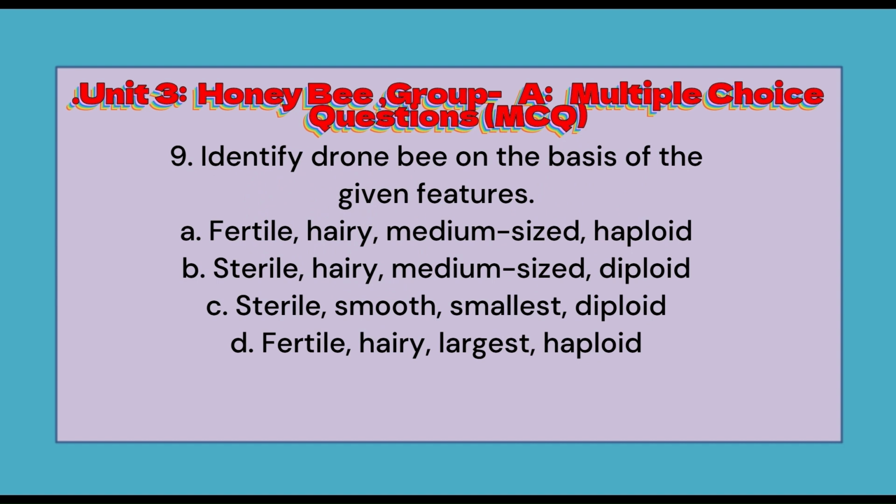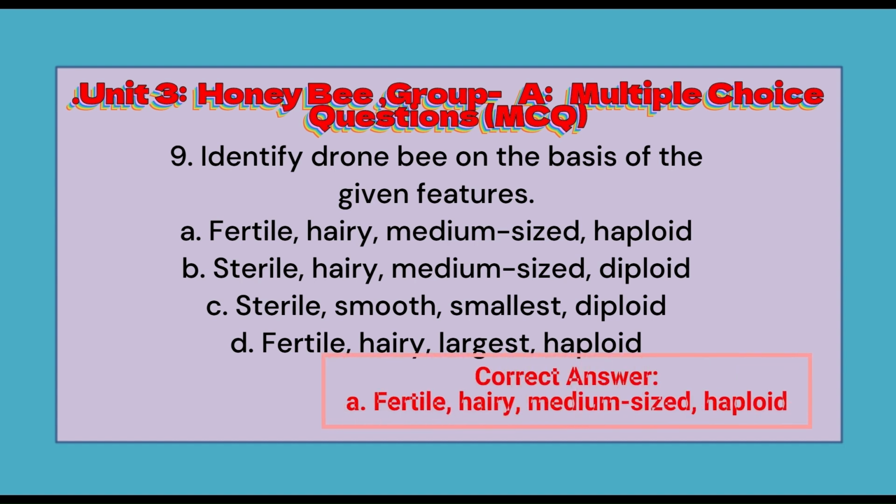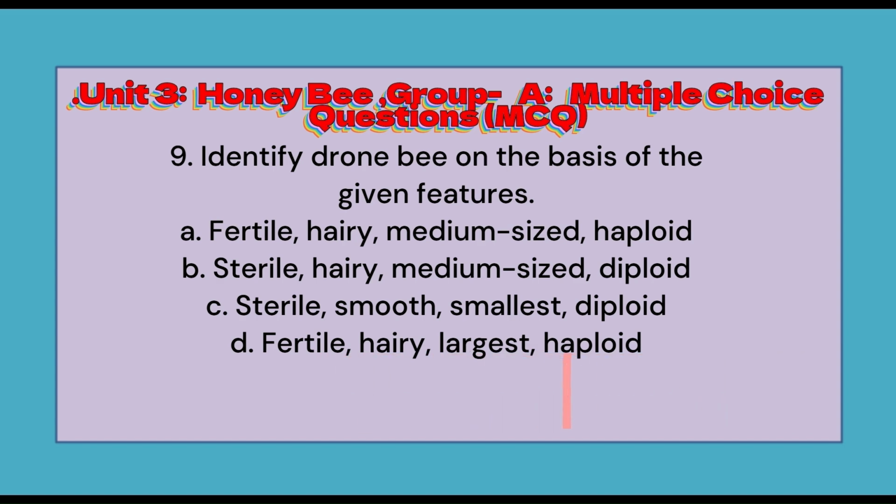A. Fertile, hairy, medium-sized, haploid. B. Sterile, hairy, medium-sized, diploid. C. Sterile, smooth, smallest, diploid. D. Fertile, hairy, largest, haploid. Correct answer: A. Fertile, hairy, medium-sized, haploid.